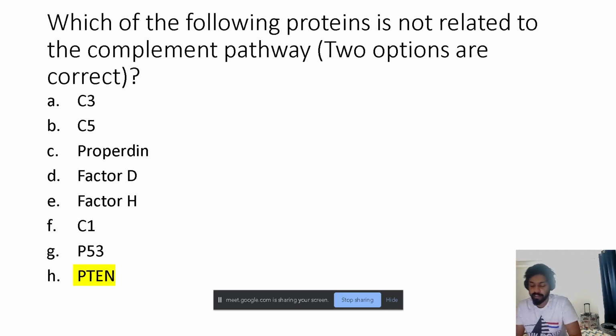So P53 is a tumor suppressor gene, right? It's mostly involved in cell cycle regulation and tumor control. So P53 and P10 are the answers. All the other proteins are involved in the complement pathway, one way or the other. And do you know at which protein all the complement pathway activations converge? C3 convertase. Okay.